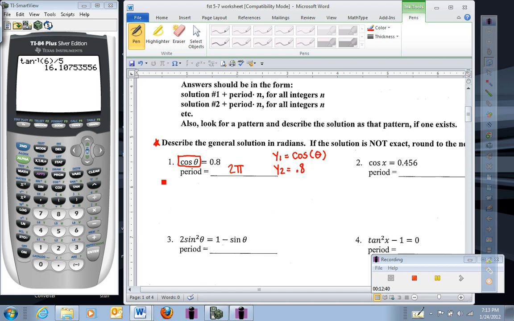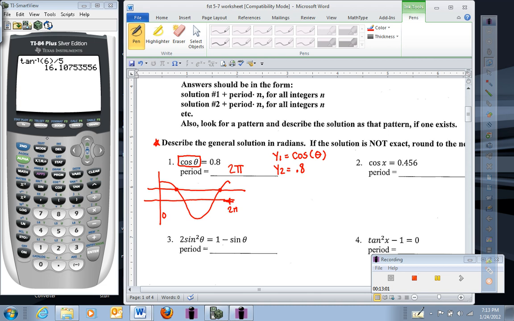Now what's going to happen is we're going to graph this, and the cosine graph is going to do something like this, isn't it? That'll be one period of that graph from 0 to 2 pi. And then there's going to be a line going across here at 8/10. And we want to find where the graph intersects that line.